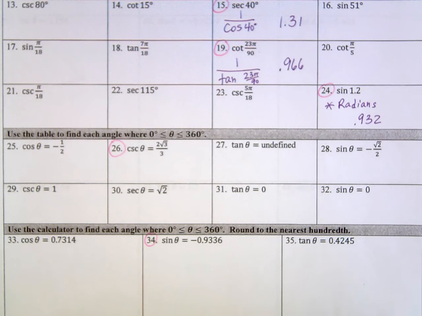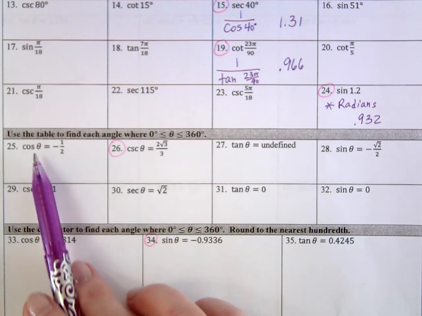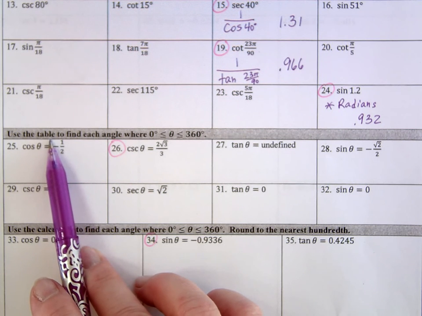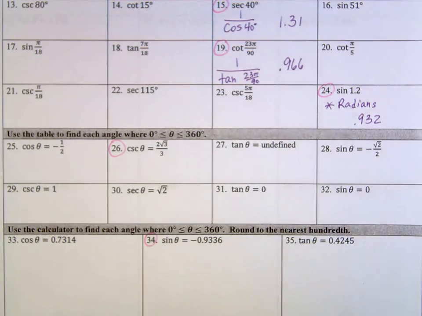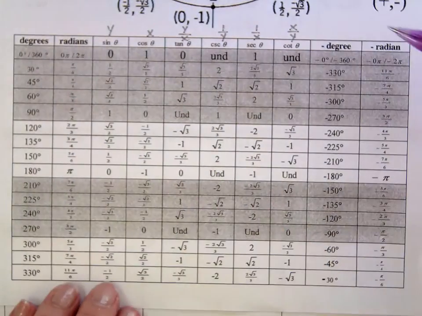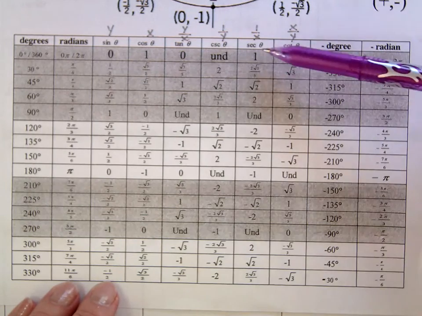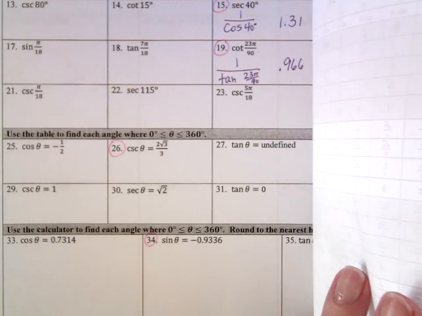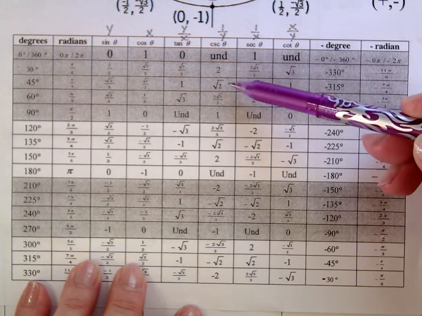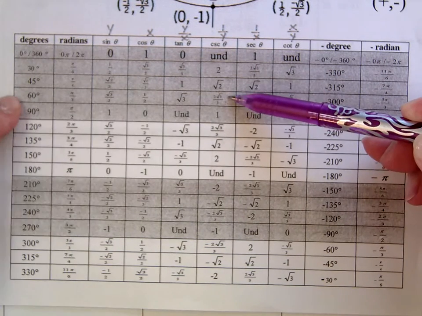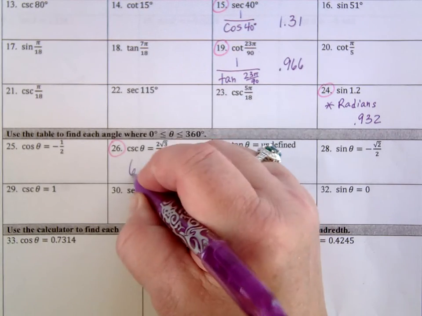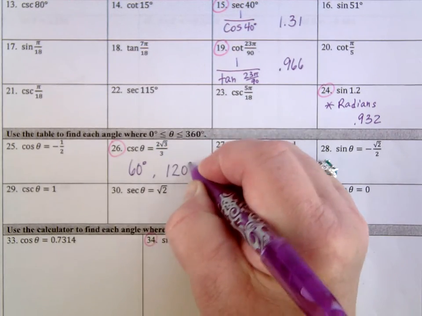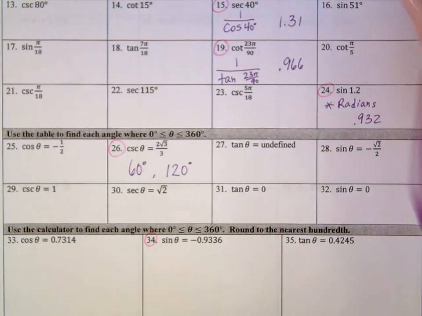Next type is like 26. This is back to using the table. So use the table to figure out where the cosecant is 2 square root of 3 over 3. All you need to do is go to your table, look at the cosecant column, and you want to know where this thing is. 2 square root of 3 over 3, oh, here's a spot, 60 degrees, keep going. Oh, here's a spot at 120. So 60 degrees and 120 degrees are your two answers for this one. So using the table, you can calculate those out.